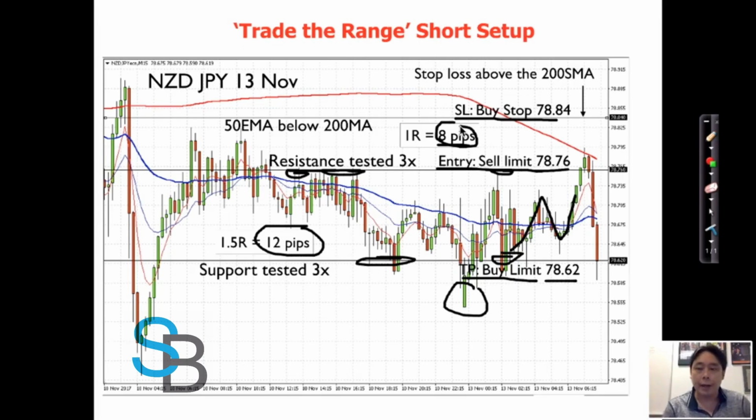That's enough, okay? So the price went up and it hit 78.76 and I got filled. And what happened? It kept going higher, right? And it found the 200 resistance and boom, came down and hit my profit target. All right? So this was how the trade played out.